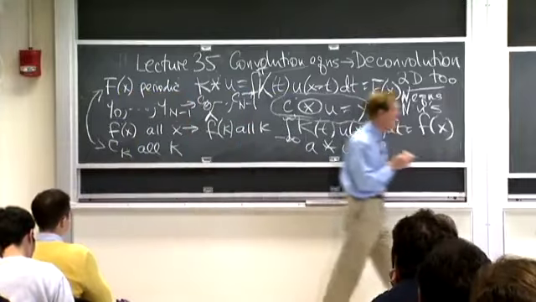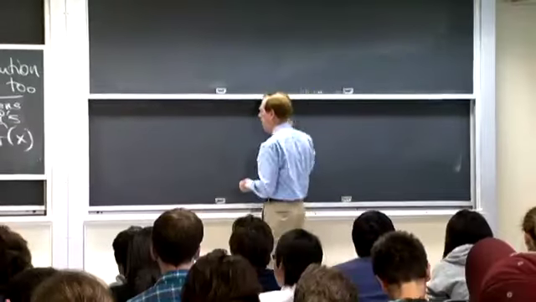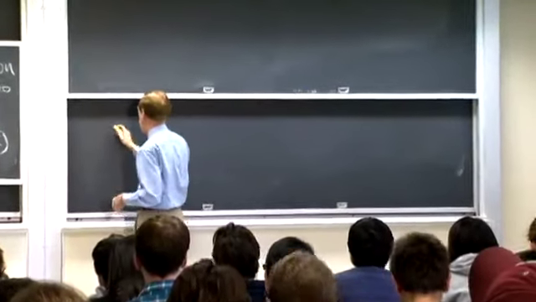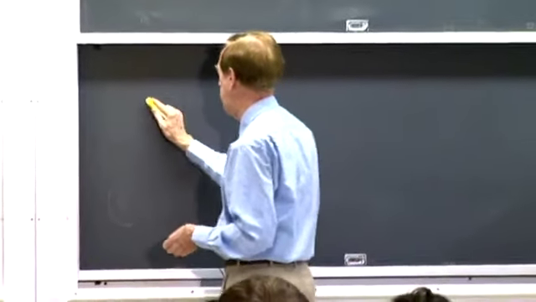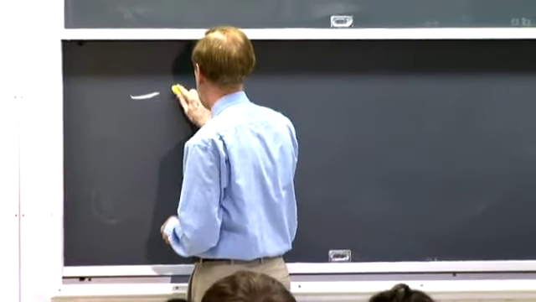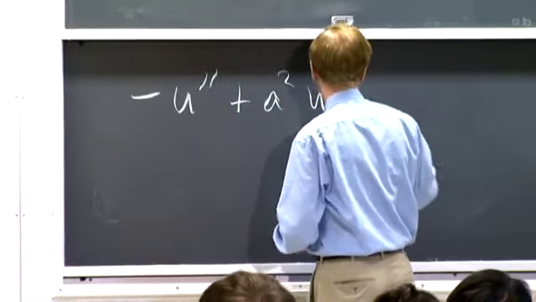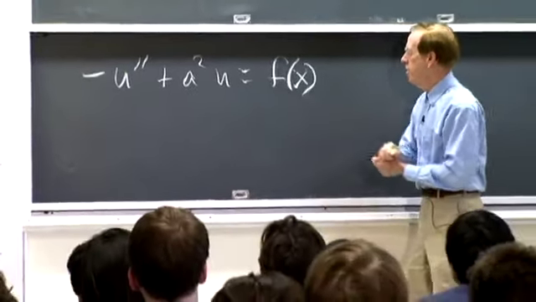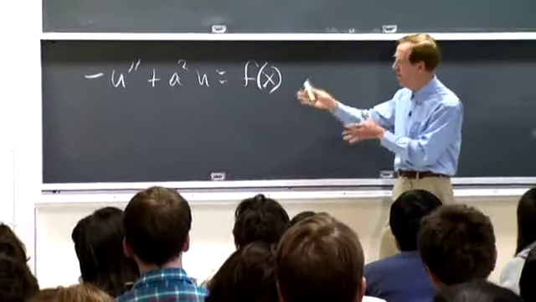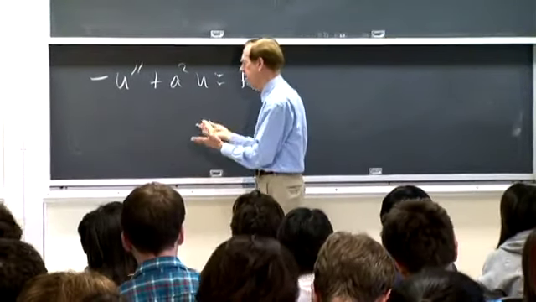I better get one example, the example from Wednesday, just up here. So just so you see it. This won't look like a convolution equation, but do you remember it was minus u double prime plus a squared u equals some f of x? So that's certainly constant coefficient, linear, time invariant, right? Okay, and how did we solve that?